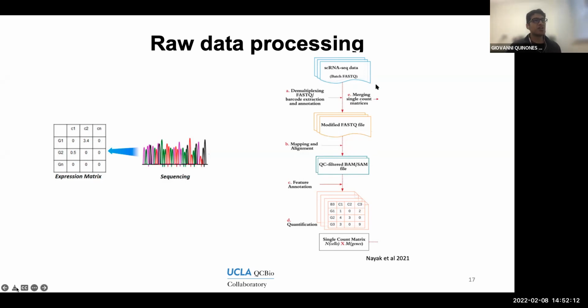So at this point, I wanted to see if we can do a show of hands. How many of you have performed any sort of RNA sequencing data analysis before? Okay, yeah, we have a few people, 6 people.